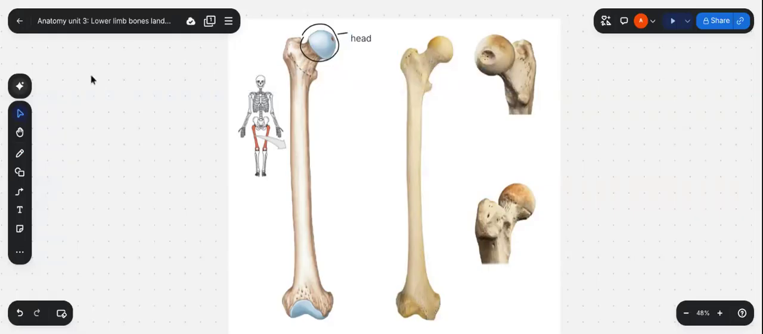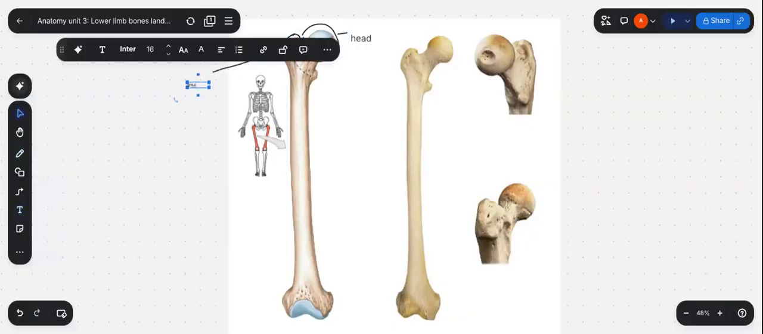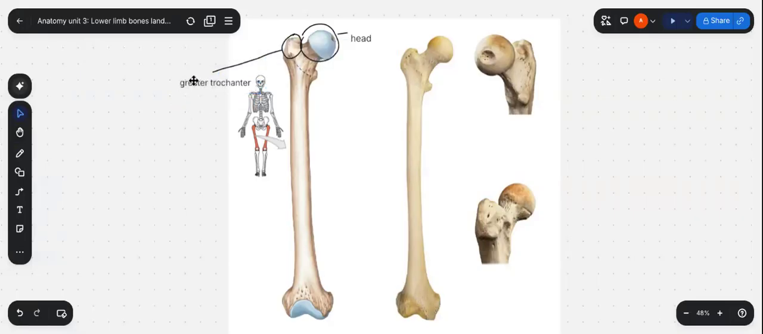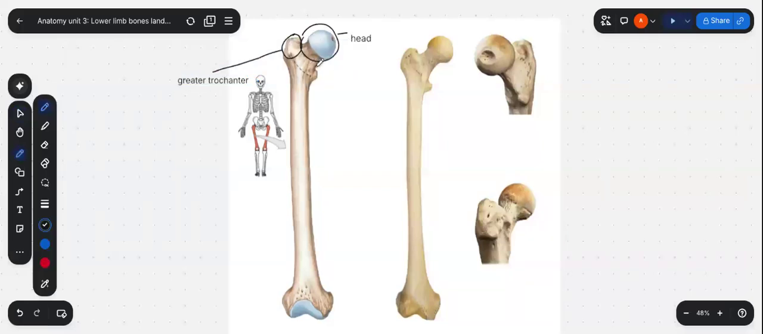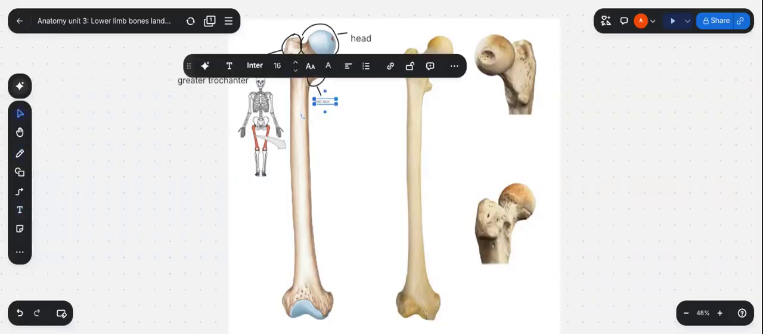Then you have your greater trochanter. The greater trochanter is this bigger projection up here at the top. So that is the greater trochanter. And then you also have a lesser trochanter, and the lesser trochanter is going to be the smaller projection that is here at the bottom area. So that is your lesser trochanter.